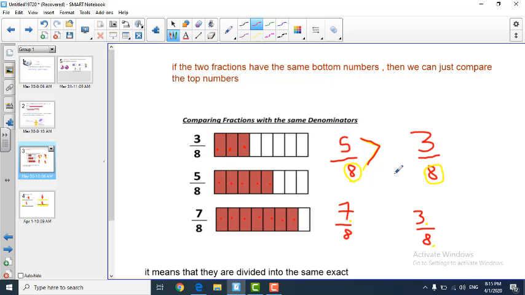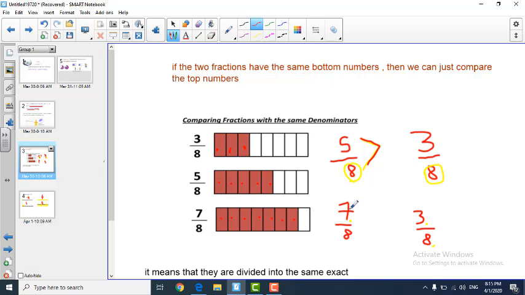If I try to draw it and color it, 3/8, here I colored 3 parts from 8 parts. And here I colored 5 parts from 8 parts. So 5/8 is bigger than 3/8 because here the colored parts are bigger than the colored parts here.